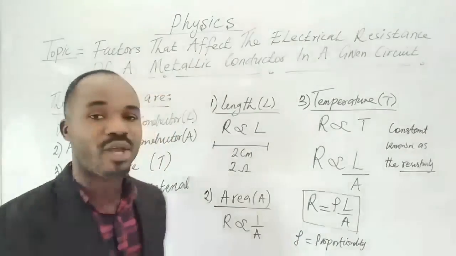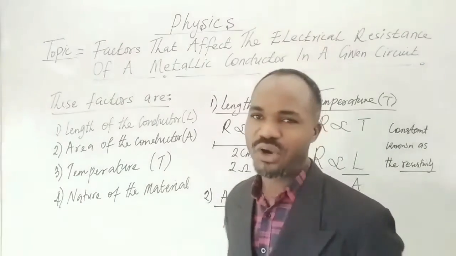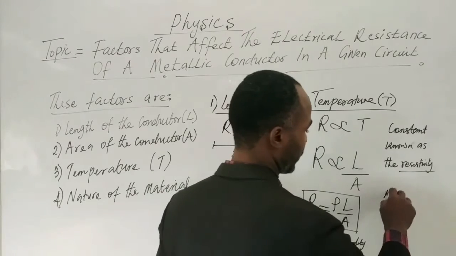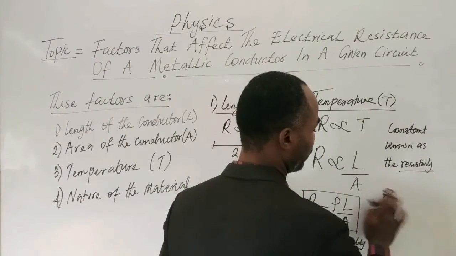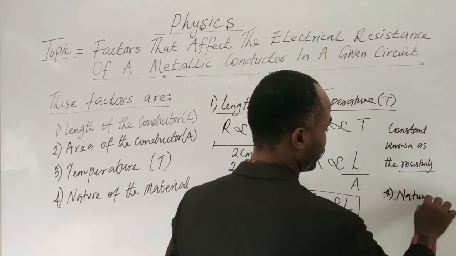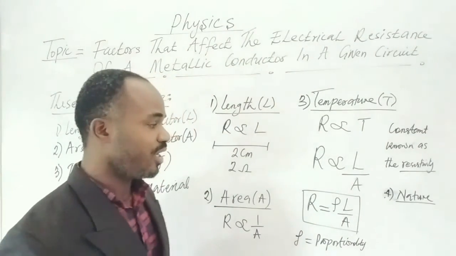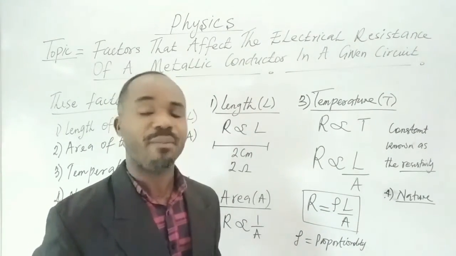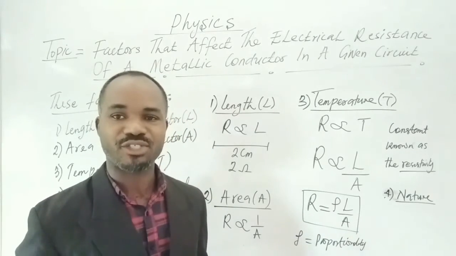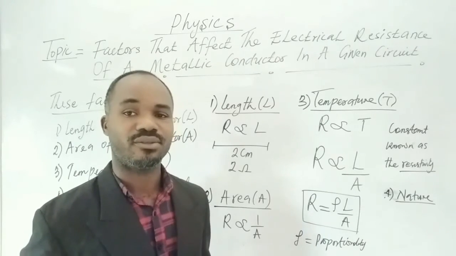All right, the fourth one we are going to look at quickly is the nature of the material. The resistance of a metallic conductor also depends largely on the kind of material that is used in the construction of the metallic conductor.